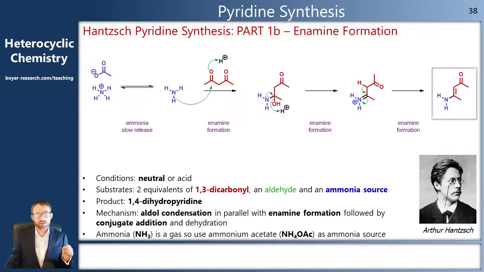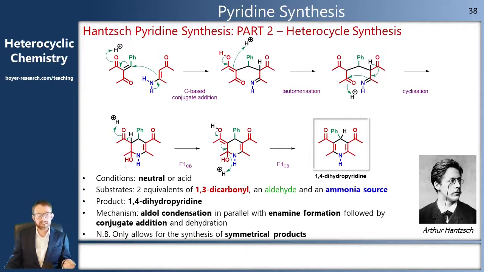The second part of this process is the formation of an enamine. We have a source of ammonia, so ammonia is a gas, so typically in the lab we will use something like ammonium acetate, which will have an equilibrium between the salt and free ammonia. The nucleophilic amine will attack our 1,3-dicarbonyl species. Notice this is the same 1,3-dicarbonyl species as before, and this is all happening at the same time. Then our lone pair pushes in to break the carbon-oxygen bond, and then we lose a proton to complete our enamine formation.